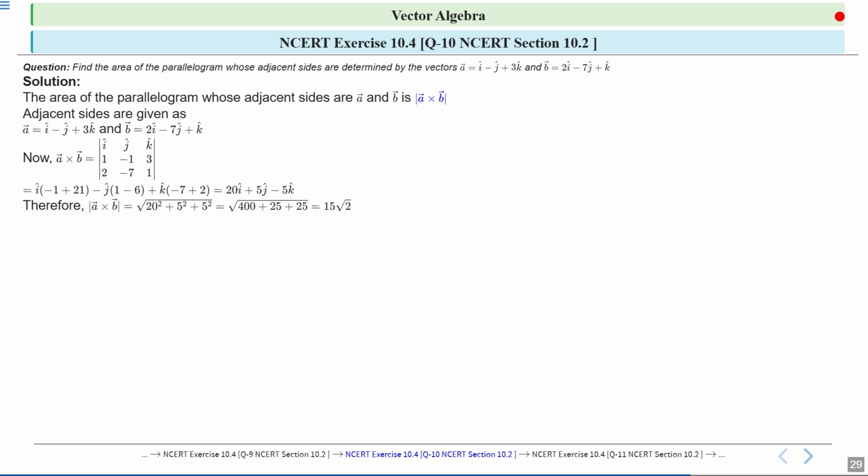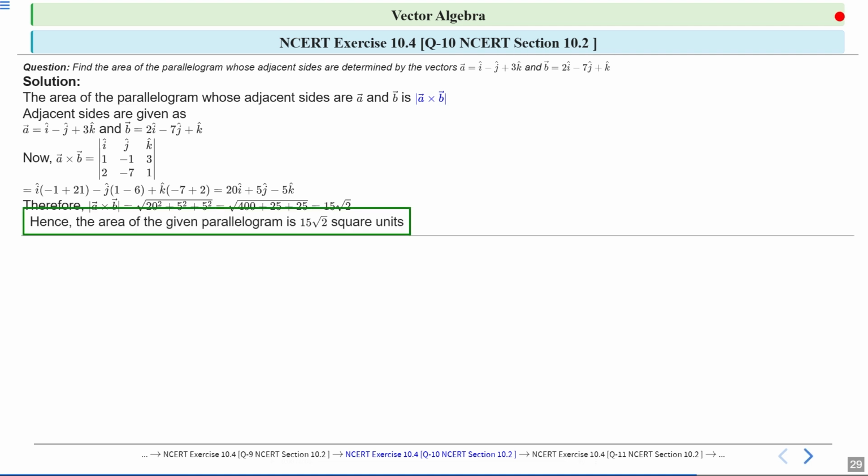Therefore, the magnitude of a vector cross b vector will be equal to root over 20 square plus 5 square plus 5 square, which is equal to root over 400 plus 25 plus 25, which is equal to 15 root 2. Hence, we can finally state that the area of the given parallelogram is 15 root 2 square units, right? Okay.